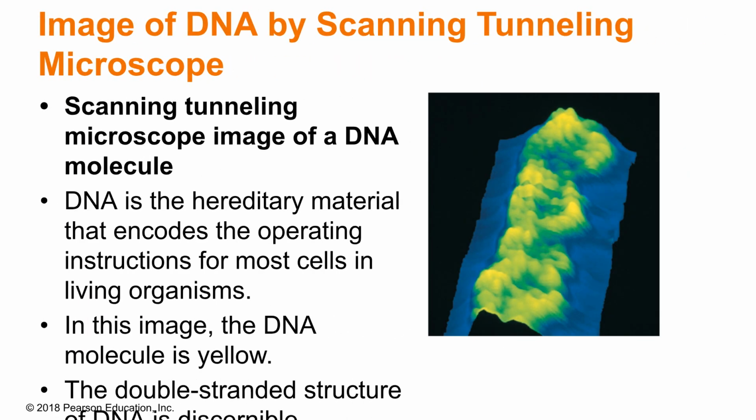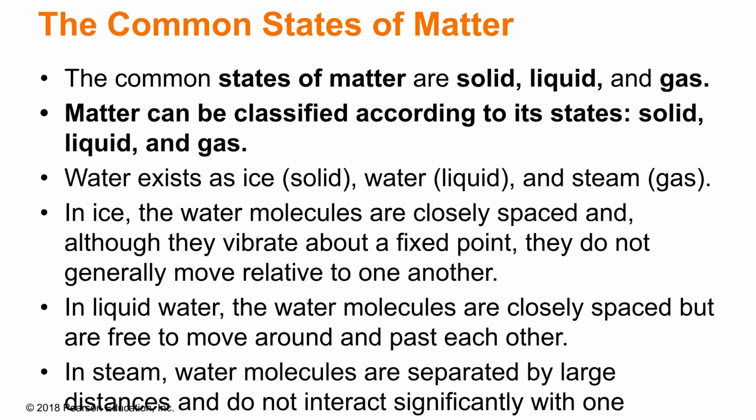This is another STM image, showing a DNA molecule. DNA is the hereditary material in living organisms. The double-stranded structure of DNA is visible in yellow. Matter can be classified into three common states: solid, liquid, and gas. Water is a good example, existing as ice, liquid water, and steam.